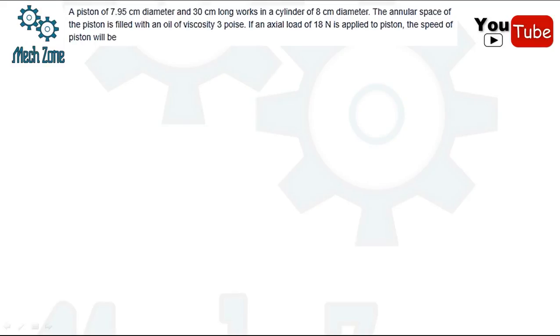Now let us try to attempt the next question. It has been given a piston of 7.95 diameter and 30 centimeter long works in a cylinder of 8 centimeter diameter. The annular space is filled with oil of viscosity 3 poise. If the axial load is this much, the speed of the piston will be.